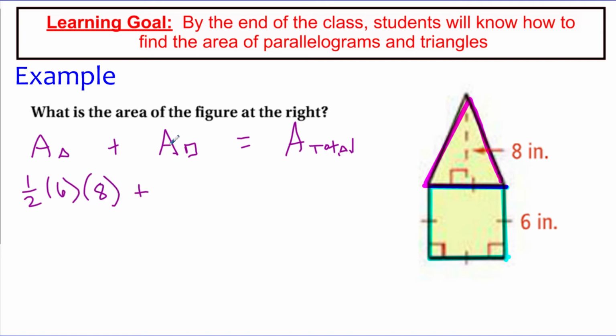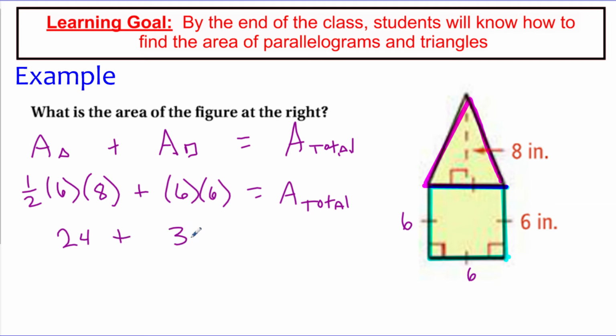And I'm going to add to that the area of the square, which is, remember, all of these are 6, so it's 6 times 6, okay? So that's going to be the area of total. Okay, remember this entire big shape. So this looks like, again, 1/2 of 6 is 3. 3 times 8 is 24, and then 6 times 6 is 36. Okay, so that's the area of total.